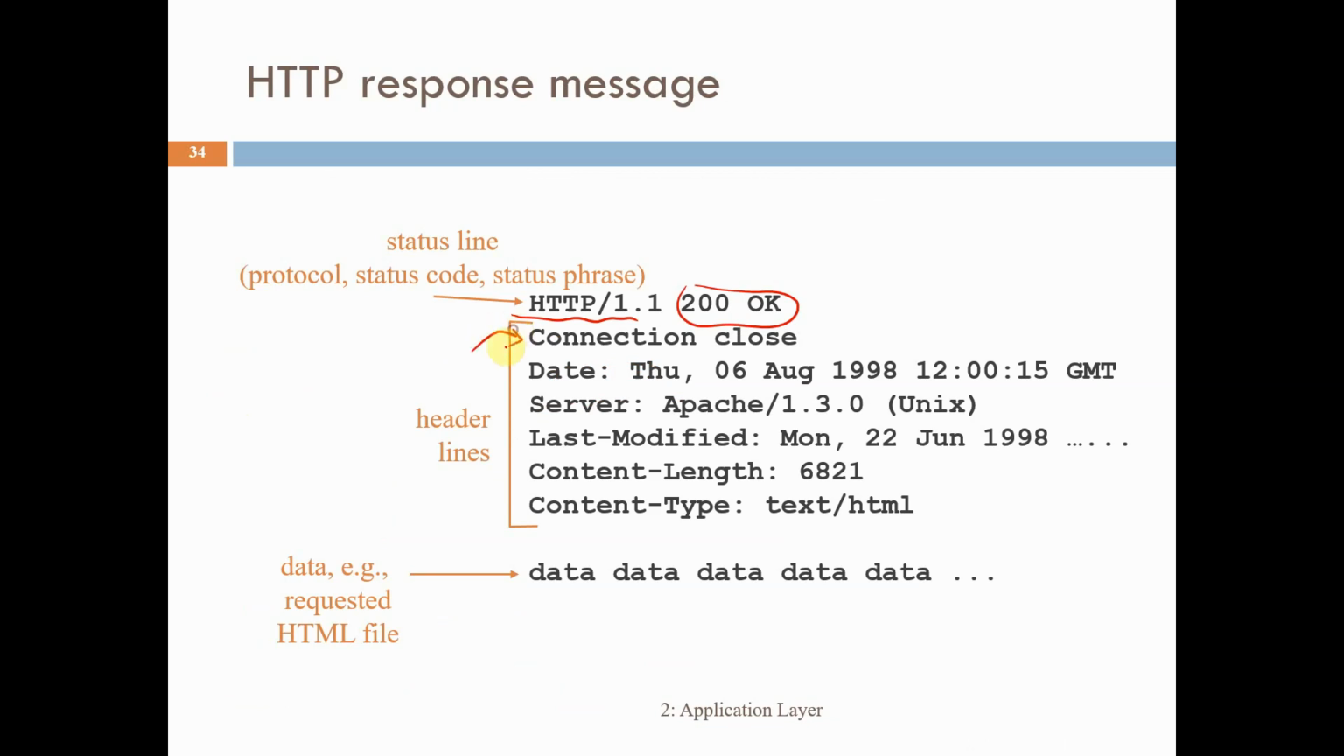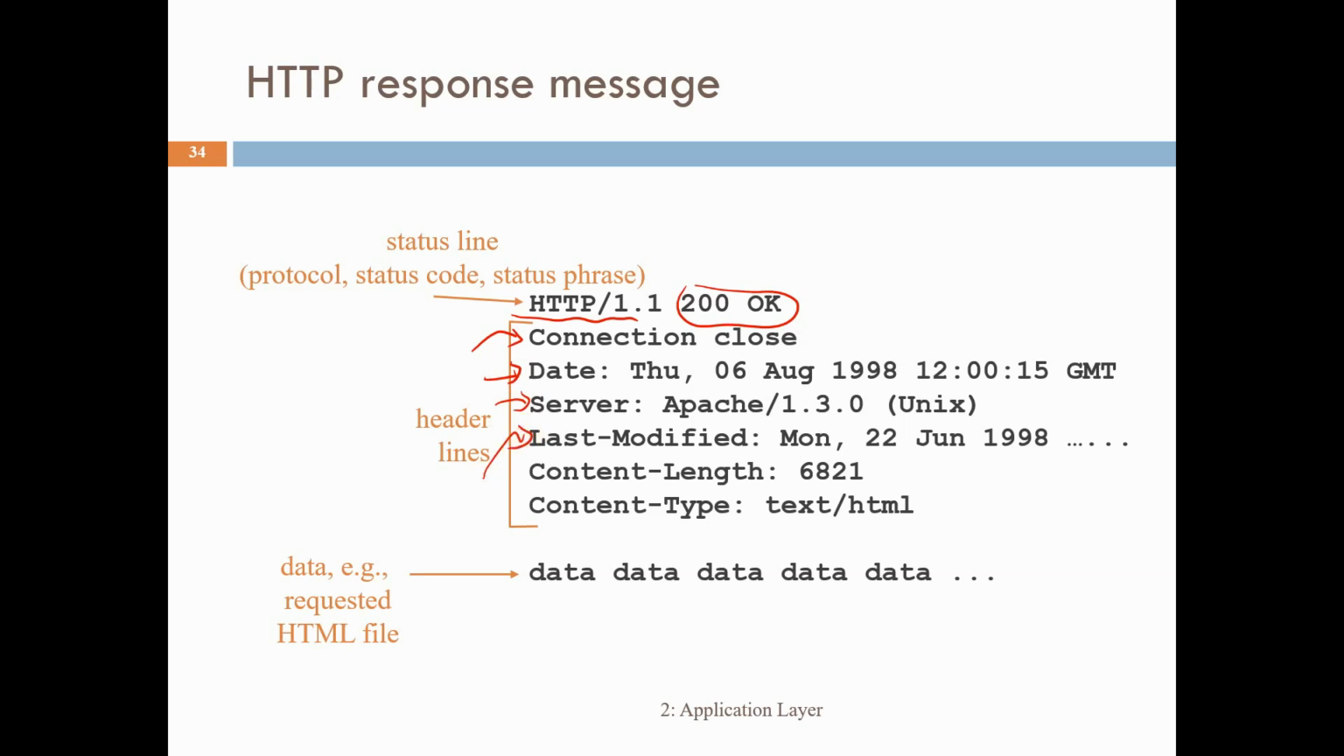For example, here the server is saying connection close, meaning that the server is confirming that it's going to close the TCP connection after this object. And then you have date. This is actually the date when the response was created. You have also the type of server. This is the same as the type of browser in the request message. Here the server is telling you what kind of server is generating this response.